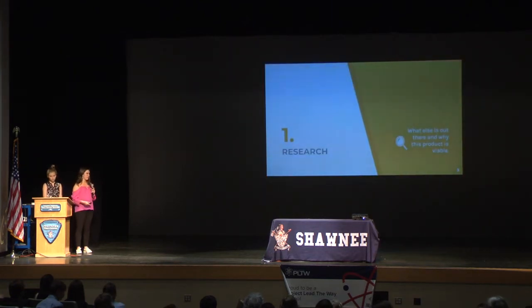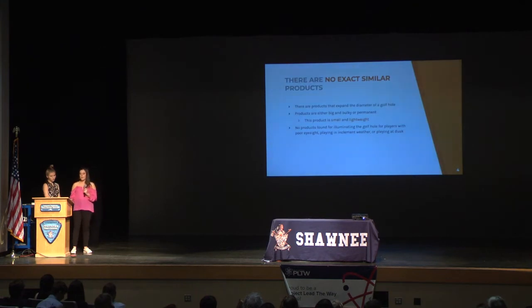So our research. What we found out is that there's no exact similar products out there. They're either placed at the bottom of the hole, inputted, or on top of it, but they're no longer manufactured. We also found several patents with no visual representation and only small descriptions that were very vague and misleading. We also found out that adjustments of the diameter based off the individual golfer's skill set and preference would be much more efficient than having a fixed radius as these products had.